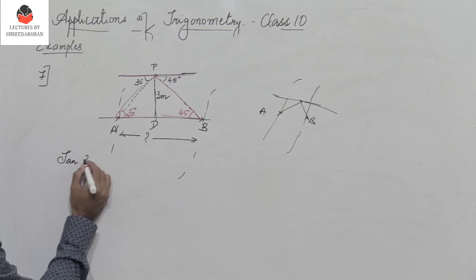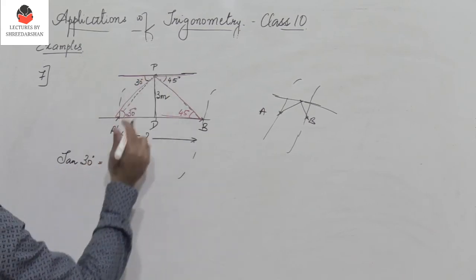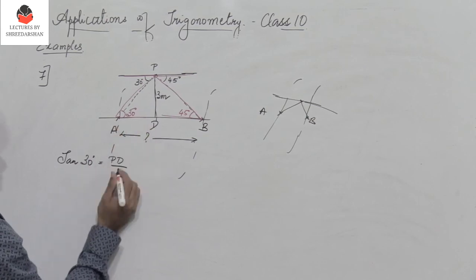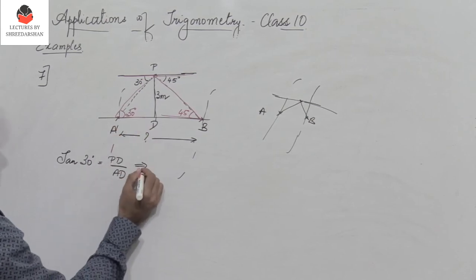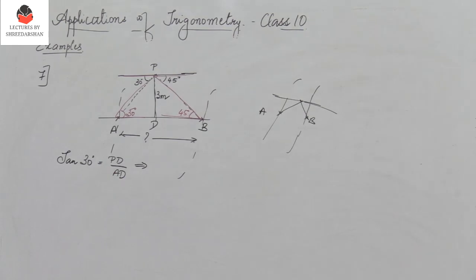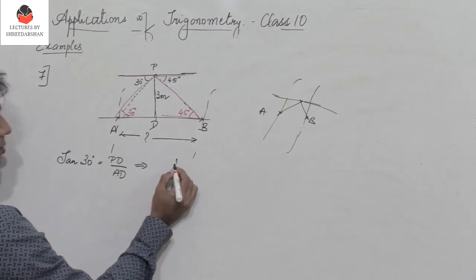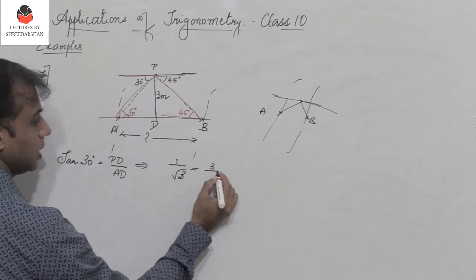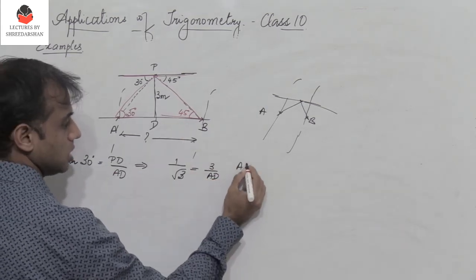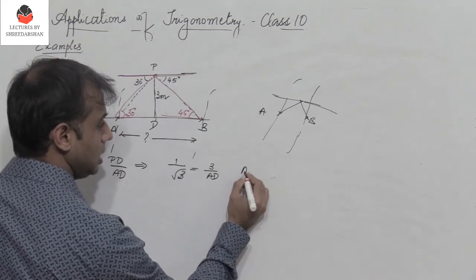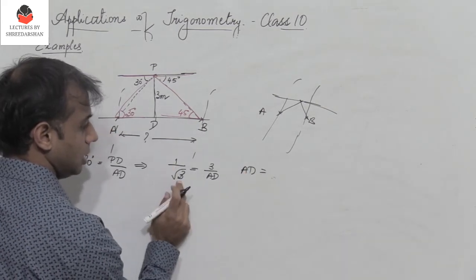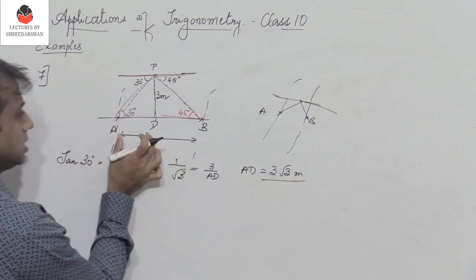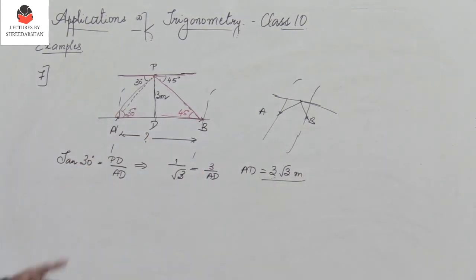tan A, which is 30 degrees, I get the opposite side, which is PD, divided by the adjacent side AD, which implies tan 30 is 1 by root 3. So I have 1 by root 3 equals PD, which is 3, divided by AD. So what is AD? If I take AD here, root 3 will come here, so you get 3 root 3 meters. So this is AD. I need to find AB, isn't it?